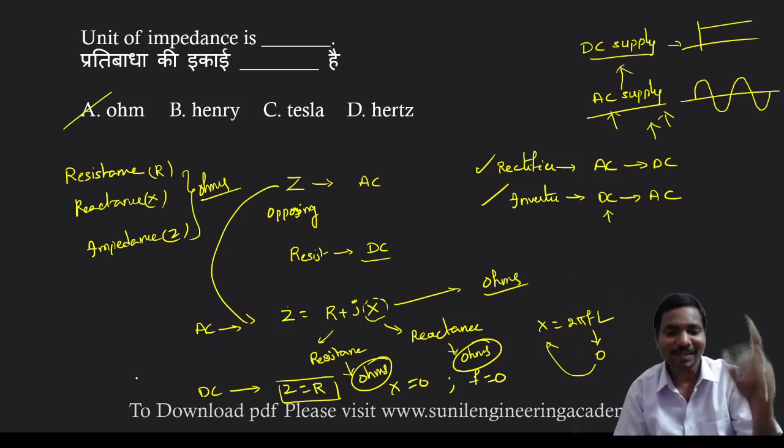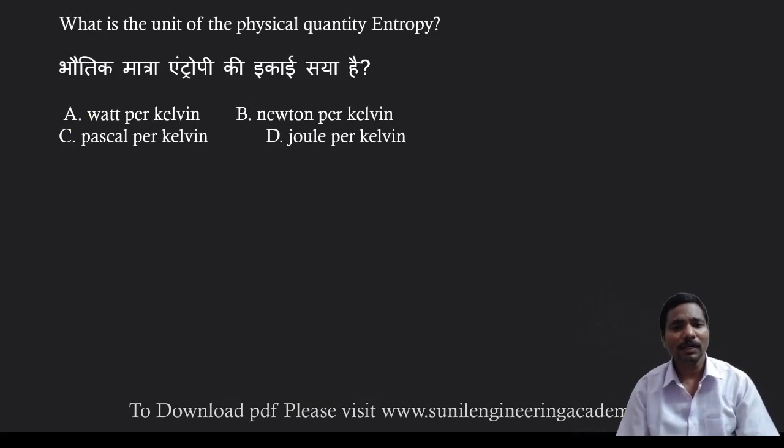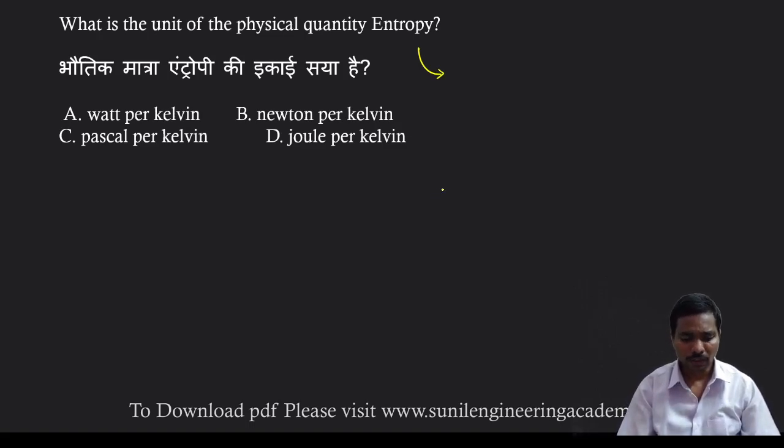Okay, otherwise it may not accept to store or to remember. Okay, what is the physical quantity? Entropy. So what is the formula of entropy? Entropy is nothing but heat by temperature generally. Heat units are joule, temperature units are Kelvin. So joule per Kelvin. So the answer is option D.